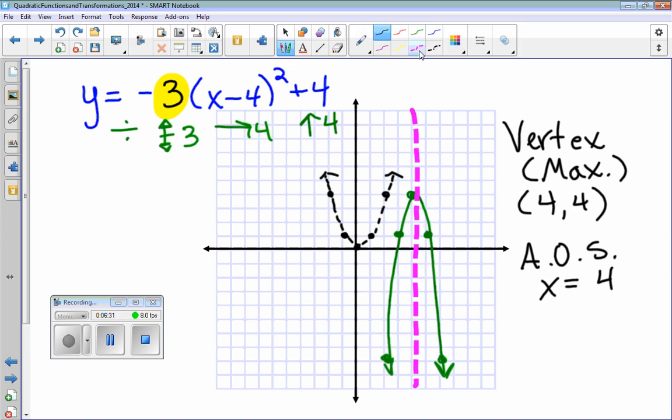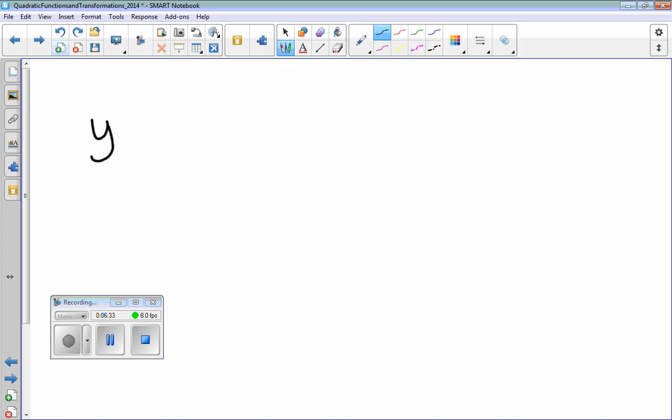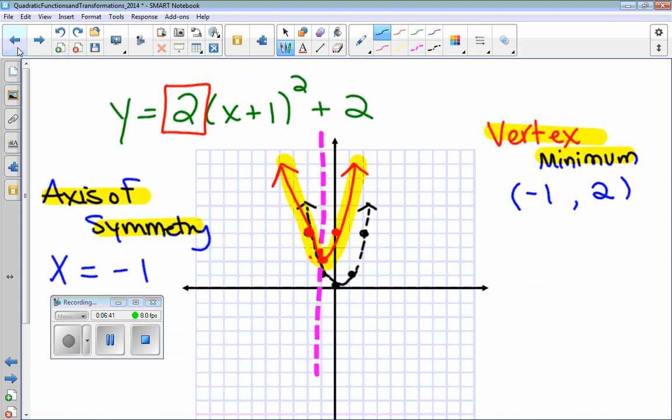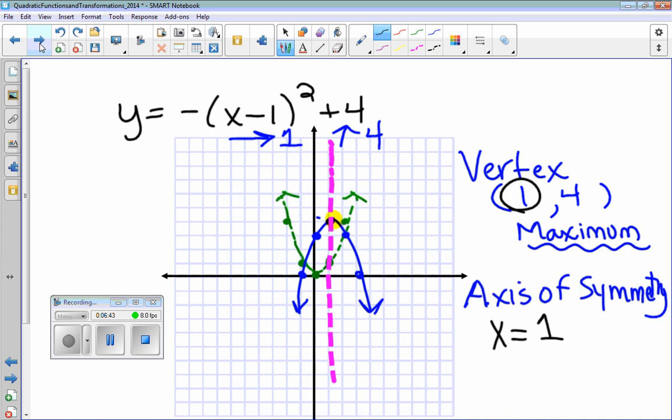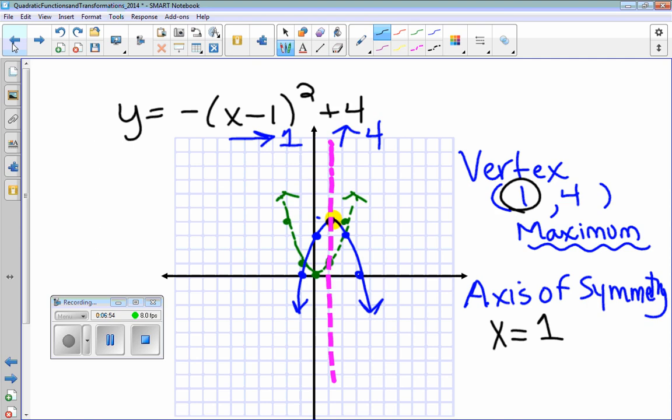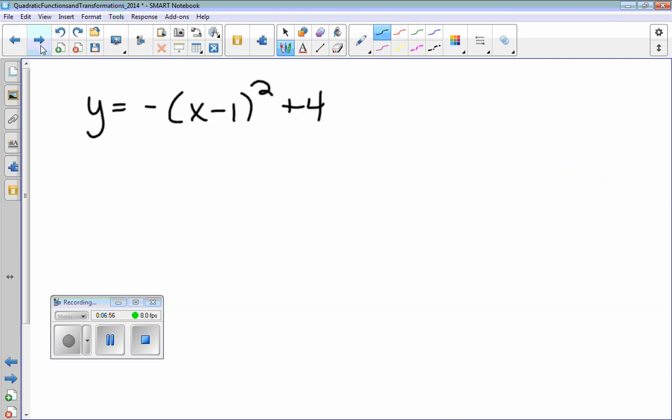And I'd like us to take this equation that I just gave you. Actually, let's start with the easier one. Let's go backwards for a minute. This one's a little bit easier. So negative x minus 1 squared plus 4. Okay, good. All right, so this is a special form of a graph called vertex form.